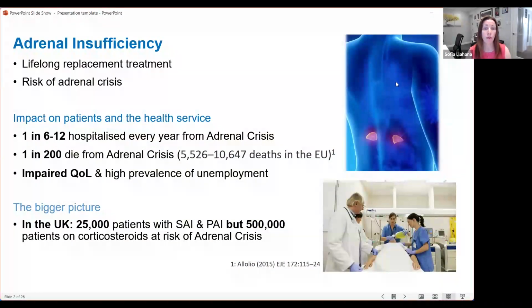So what do we know about adrenal insufficiency? It's a lifelong replacement treatment. Most patients who are diagnosed with adrenal insufficiency have to take cortisol replacement therapy for life. That is quite a complex treatment regime, with several tablets often a day and adjusting the medication during sick days, and obviously preventing adrenal crisis.